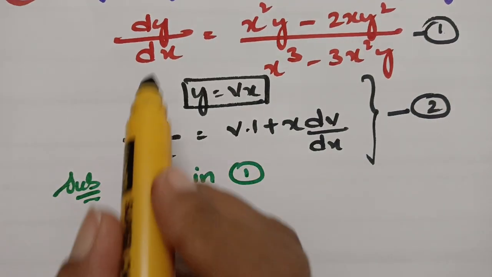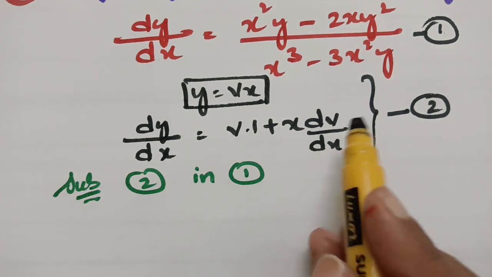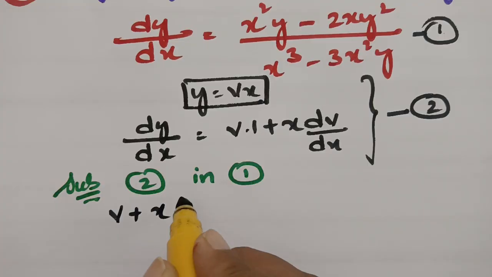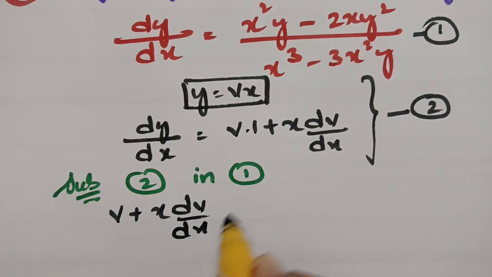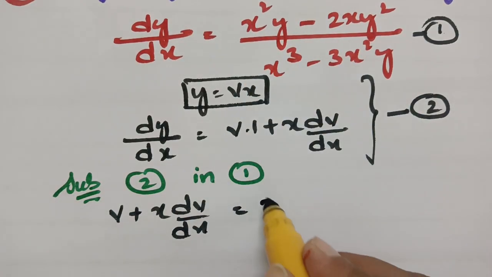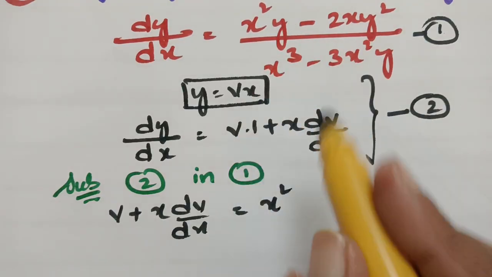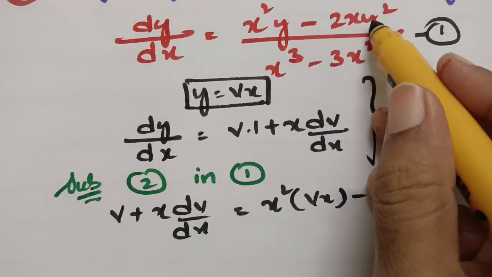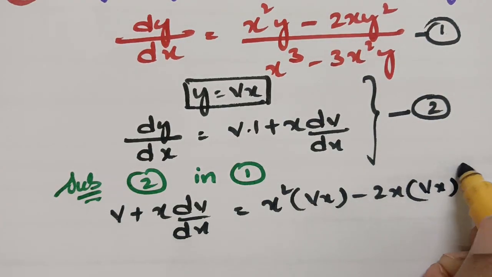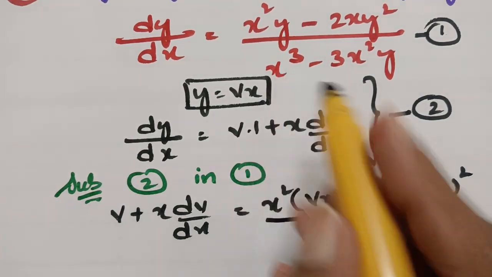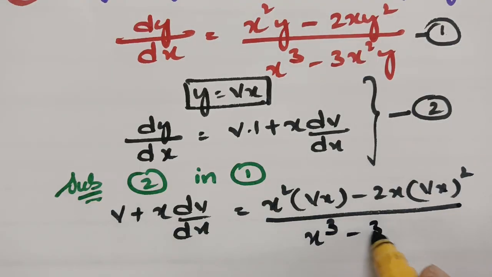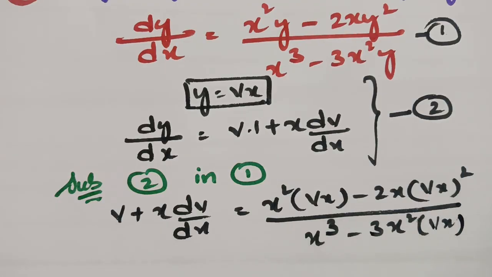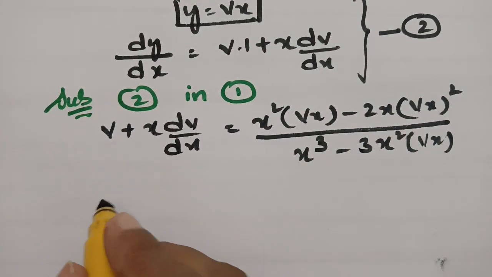So here in place of dy by dx, I am replacing v plus x into dv by dx. See here, v plus x into dv by dx is equal to x square, in place of y I am writing vx, minus 2x into, in place of y, vx whole square, divided by x cube minus 3x square, in place of y I am going to write vx. Clear?